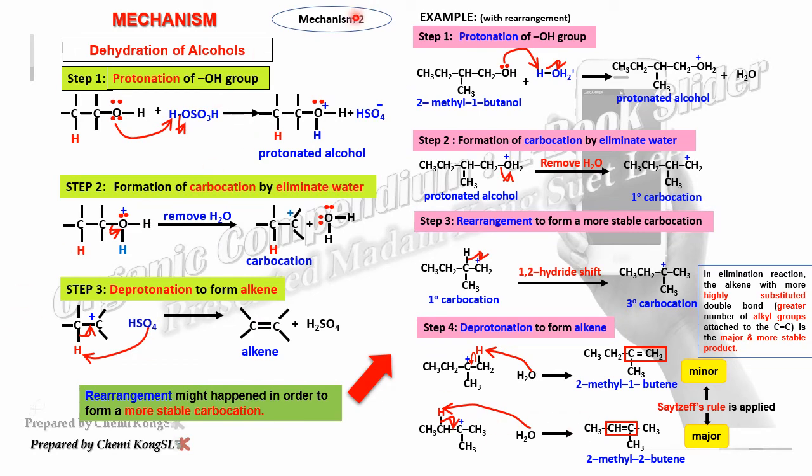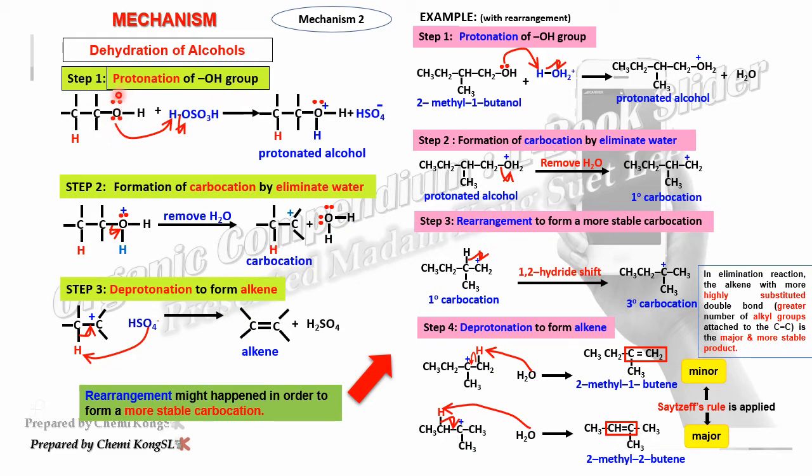So this is the mechanism involved for dehydration of alcohol. You check, the yellow one is with 3 steps and then the pink one with 4 steps. Why is there a difference between 3 steps and 4 steps? Okay, we check one by one. So step 1, protonation of hydroxyl group, or protonation of alcohol.